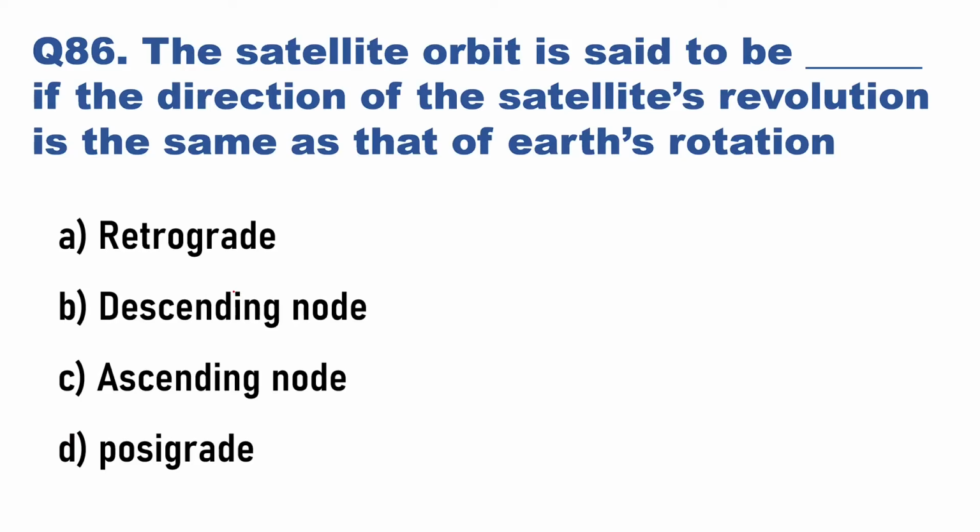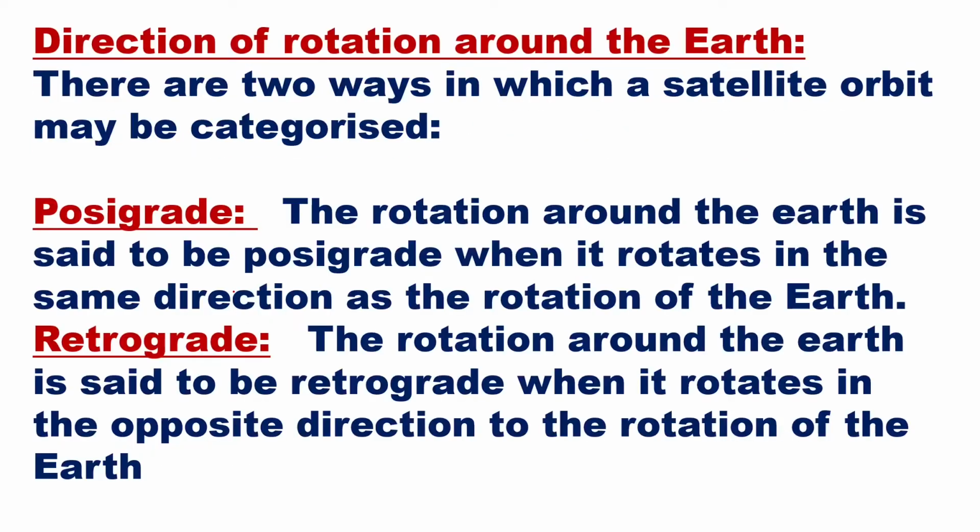The satellite orbit is said to be dash if the direction of the satellite's revolution is the same as that of Earth's rotation. If the direction is same as that of Earth's rotation, then it is called posigrade. So option D will be the right answer. Posigrade will be the right answer. So here we can see the concept, direction of rotation around the Earth.